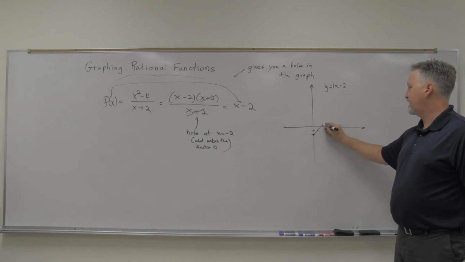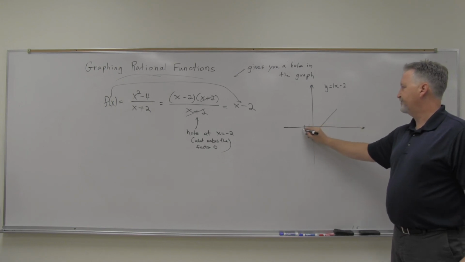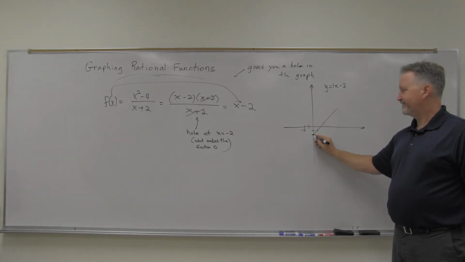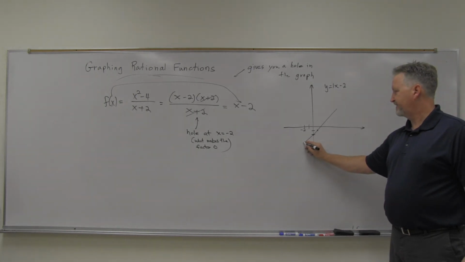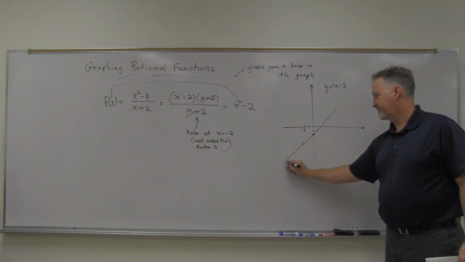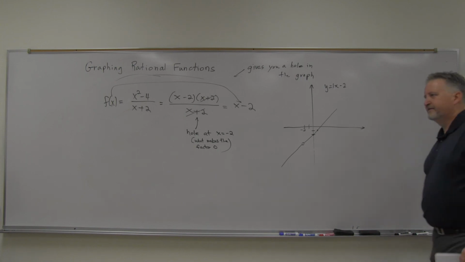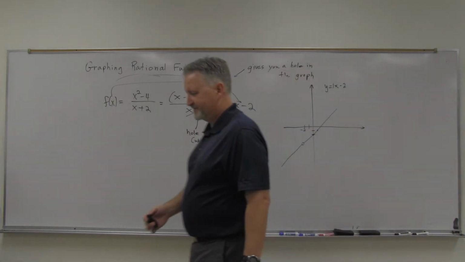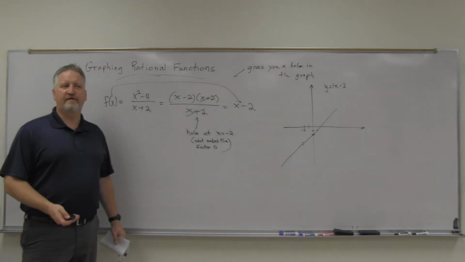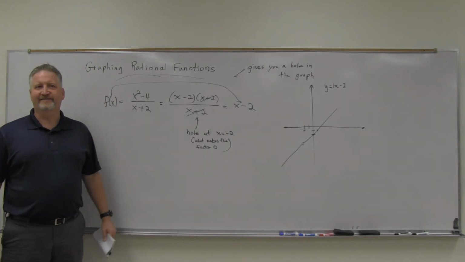And so it gives me this line, except at negative 2, it's got a hole. So when I get to negative 2, I put a hole in it, and the rest of it follows suit. So it's a little interesting tidbit there. You get holes in these functions this way. If you've got a common factor, there's a hole in it. That's what happens.